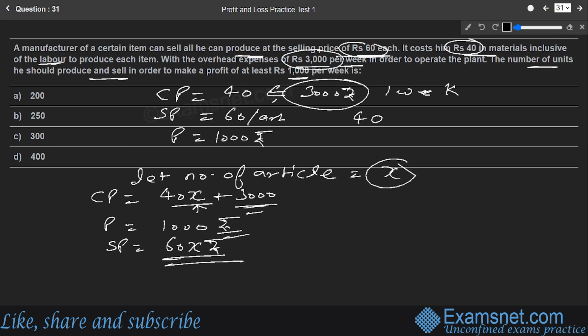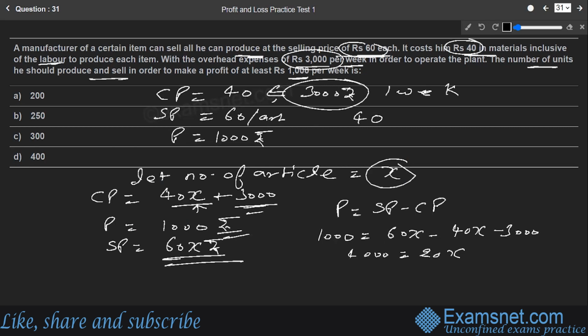Every time we can do it like this: profit is nothing but selling price minus cost price. So profit value 1000 is nothing but selling price value 60x minus cost price value 40x plus 3000. So it has to be a minus here. If you solve this equation further, 4000 is equal to 20x, which gives us x value as 200. So there have to be 200 articles sold or produced, then only there will be a gain of 1000 rupees per week. So the answer is 200 units to be prepared.